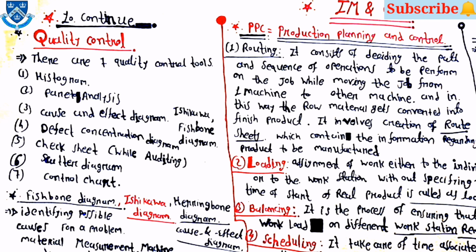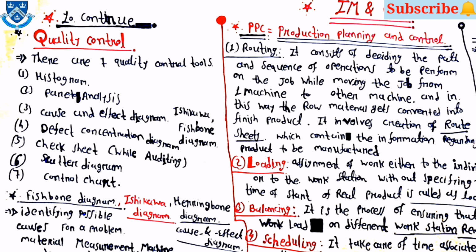Here the first topic is the 7 quality control tools. First one is histogram, then Pareto analysis, then the cause and effect diagram, or you can say the Ishikawa or fishbone diagram. Then the fourth one is defect concentration diagram, the fifth one is check sheet diagram, the sixth one is scatter diagram, and the seventh one is control chart.